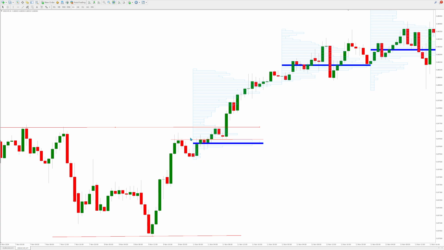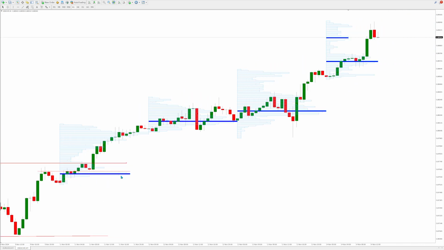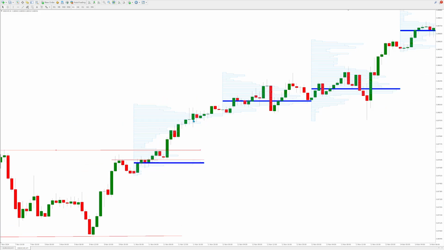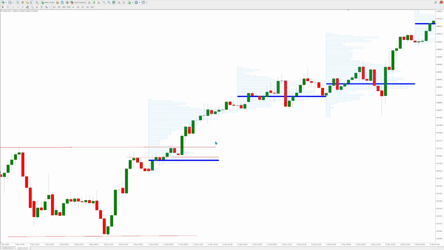What should we say? Medium entry here and conservative entry on this breakout of resistance. And still you would have had plenty of pips available in this move, which is ongoing. Again, using the trailing stop to lock in profit.